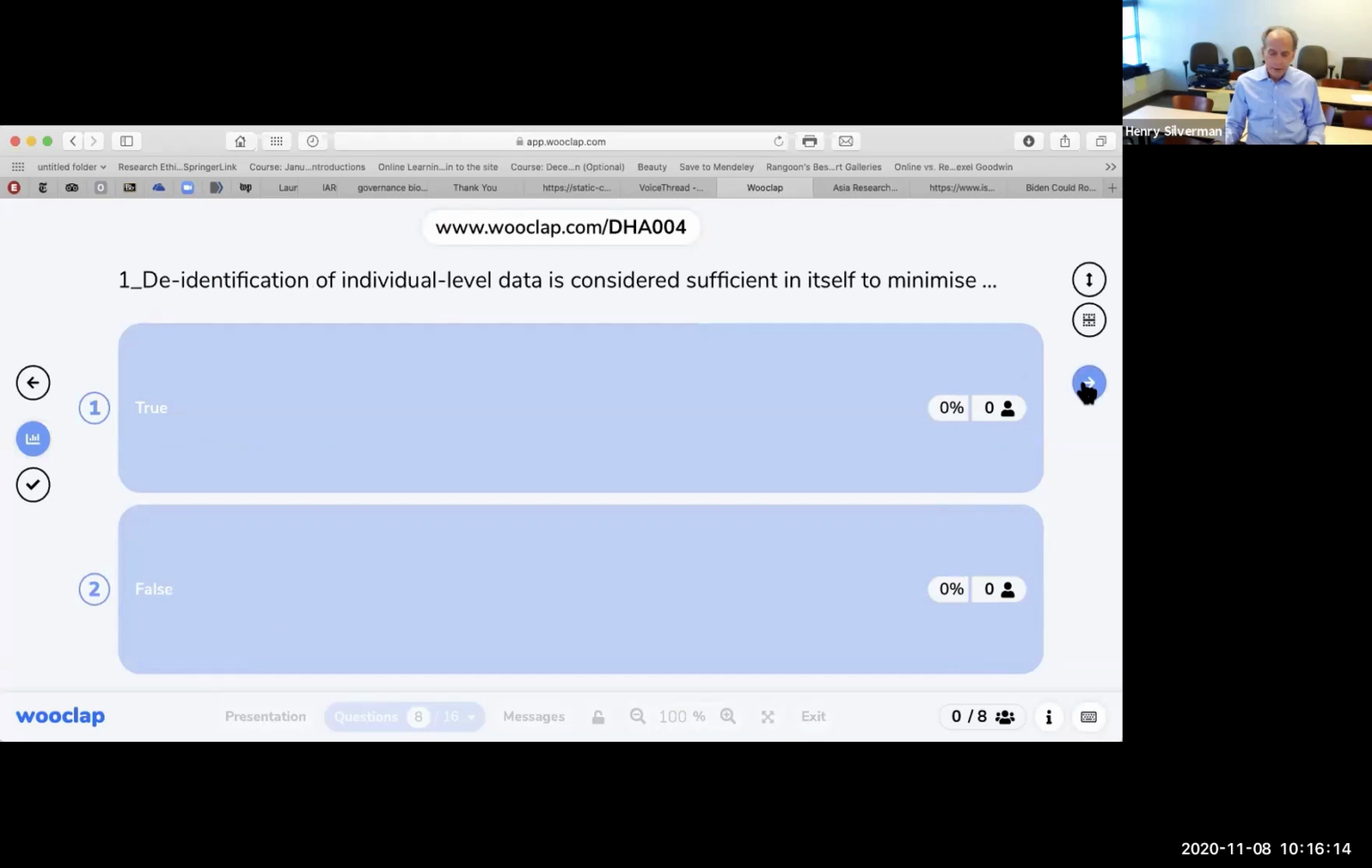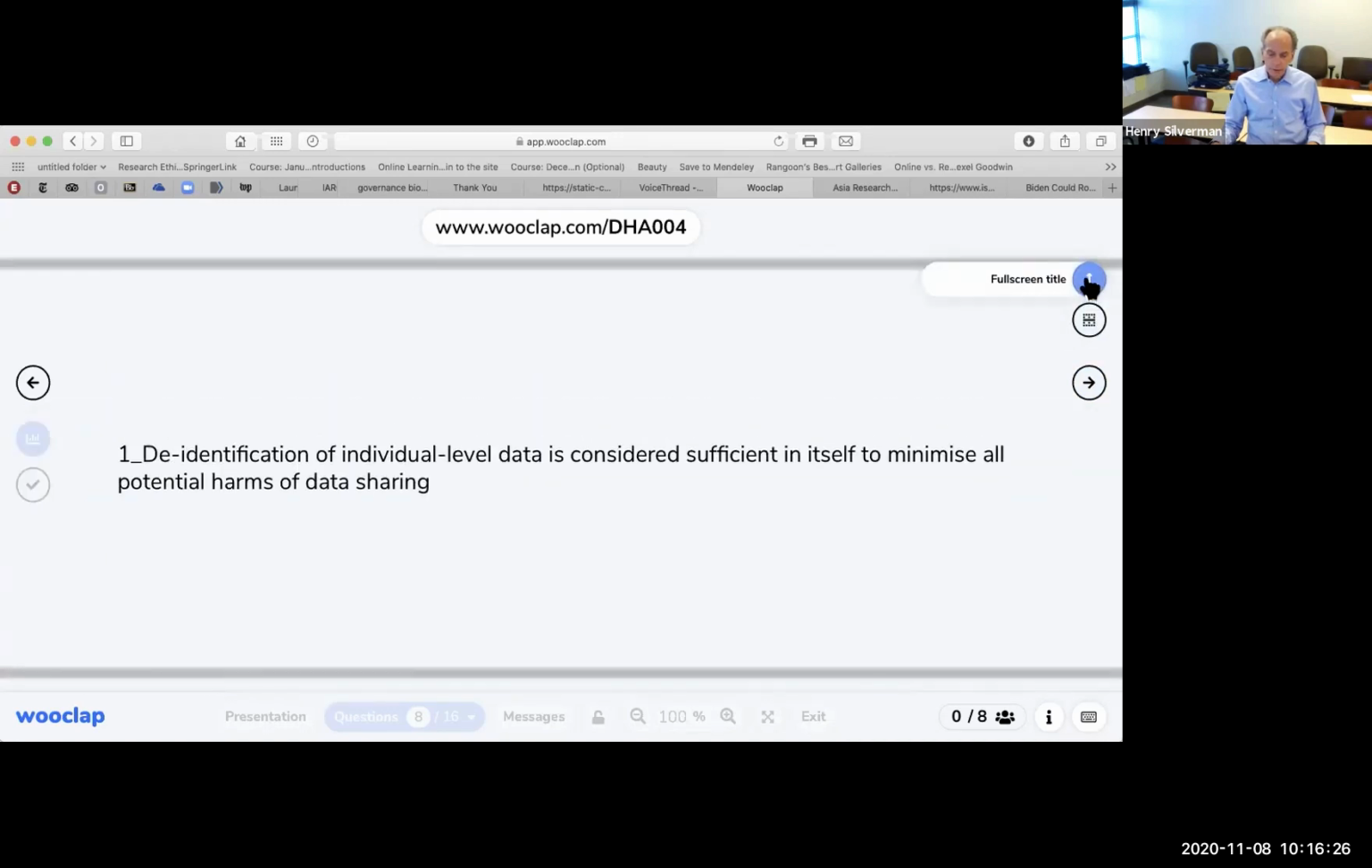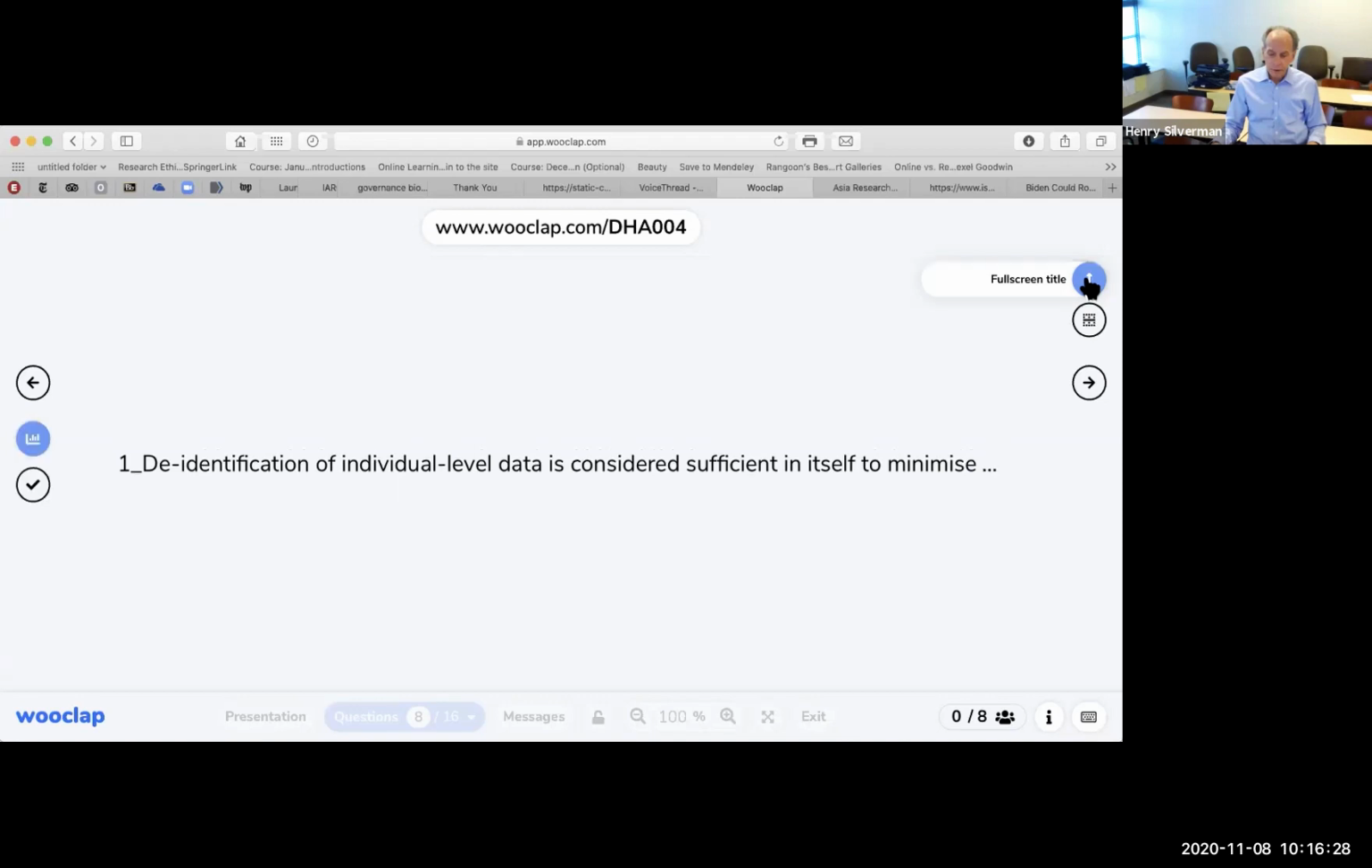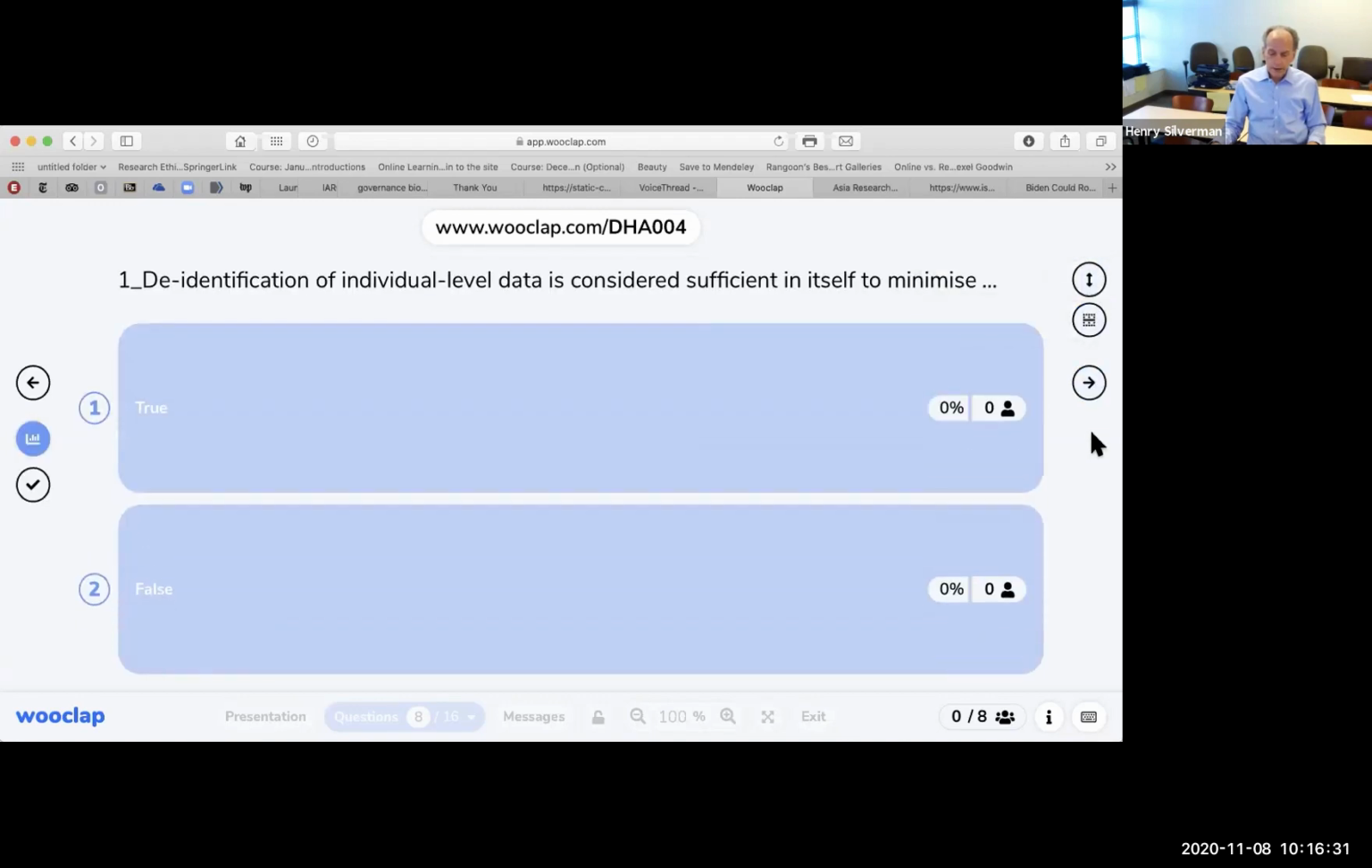Okay, the identification of individual level data is considered sufficient in and of itself to minimize all potential harms of data sharing. True or false? The identification in and of itself is sufficient to minimize all types of harms. Okay, first, 2 says false, 3. All right, why is that? Why is the identification not sufficient to prevent all harms?